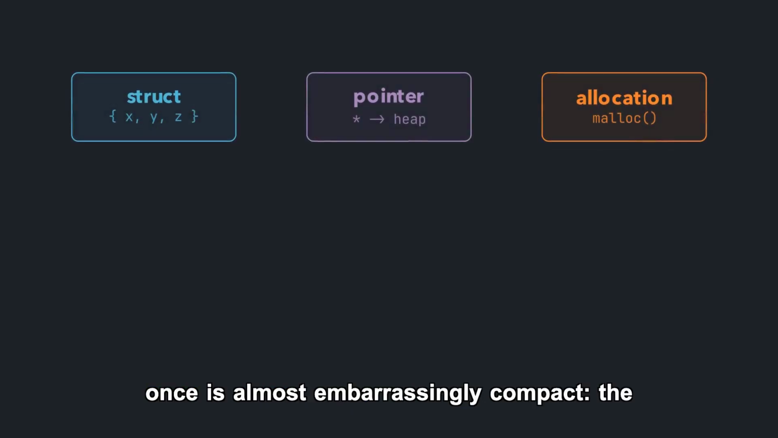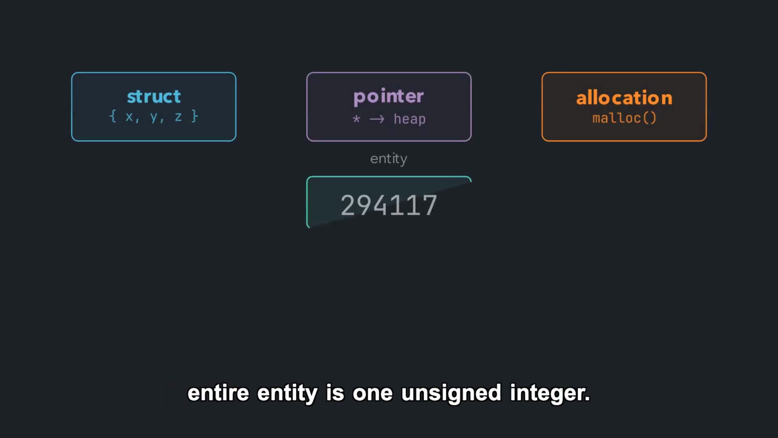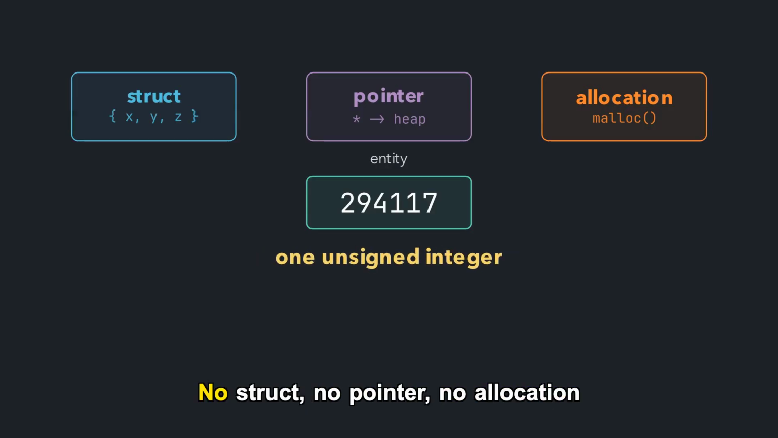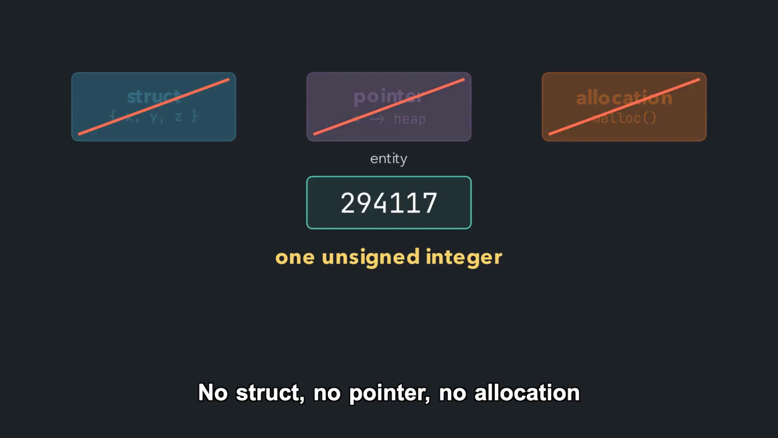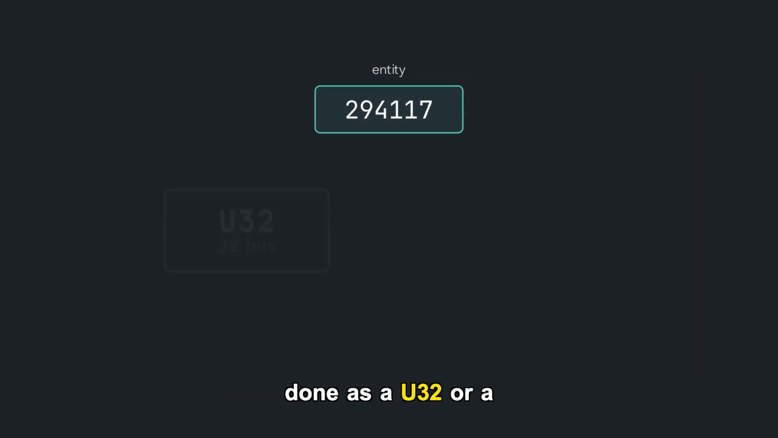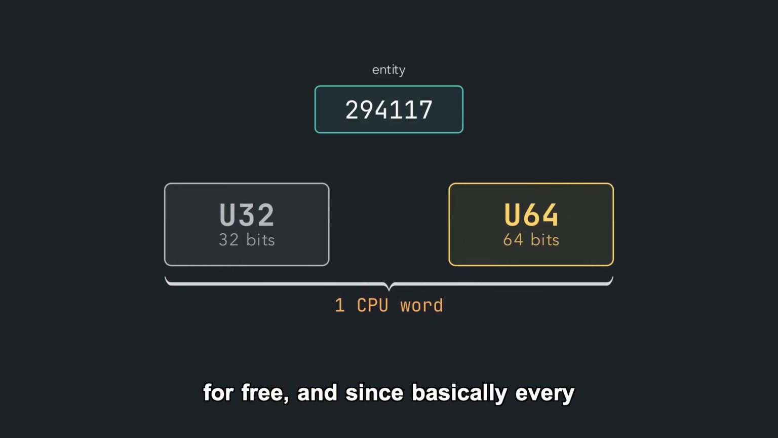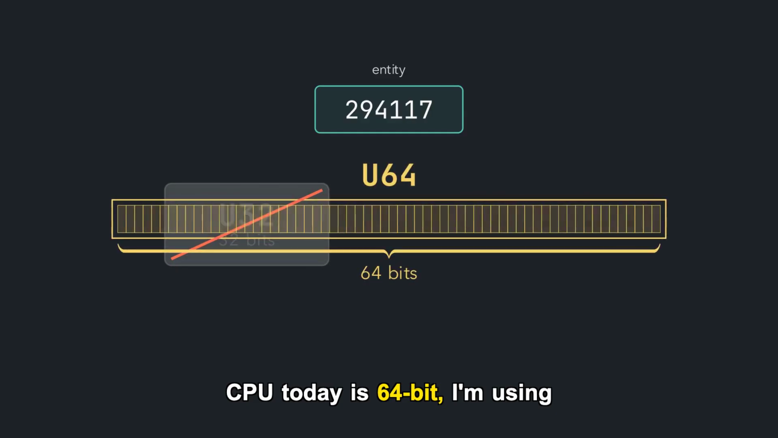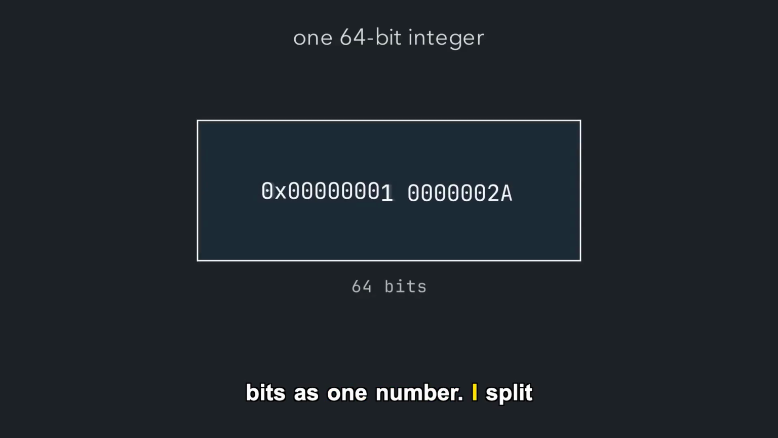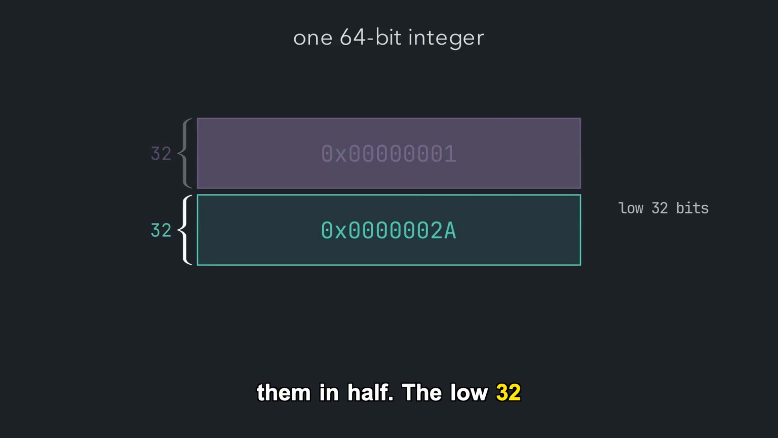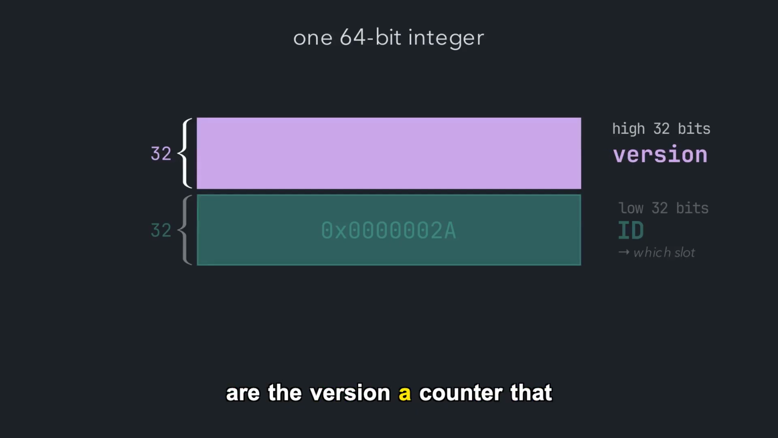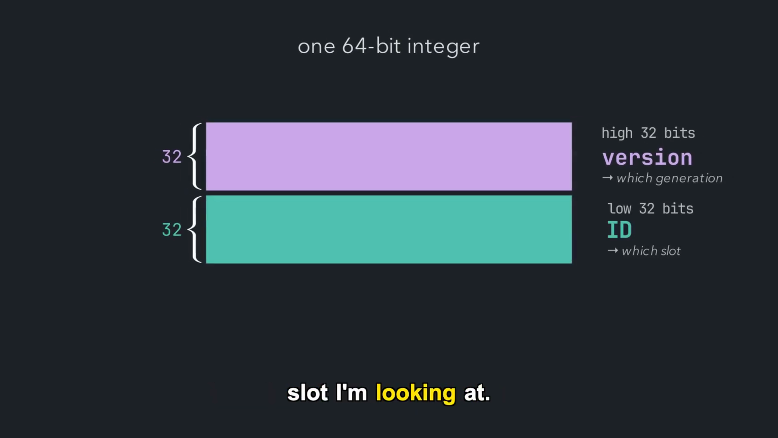The way I solve both at once is almost embarrassingly compact. The entire entity is one unsigned integer. No struct, no pointer, no allocation, just a number. You'll see this done as a U32 or a U64. I size it to a CPU word so it moves around for free, and since basically every CPU today is 64-bit, I'm using a U64. But I don't treat those 64 bits as one number. I split them in half. The low 32 bits are the ID. That's the actual identity, the slot this entity lives in. The high 32 bits are the version, a counter that tells me which generation of that slot I'm looking at.